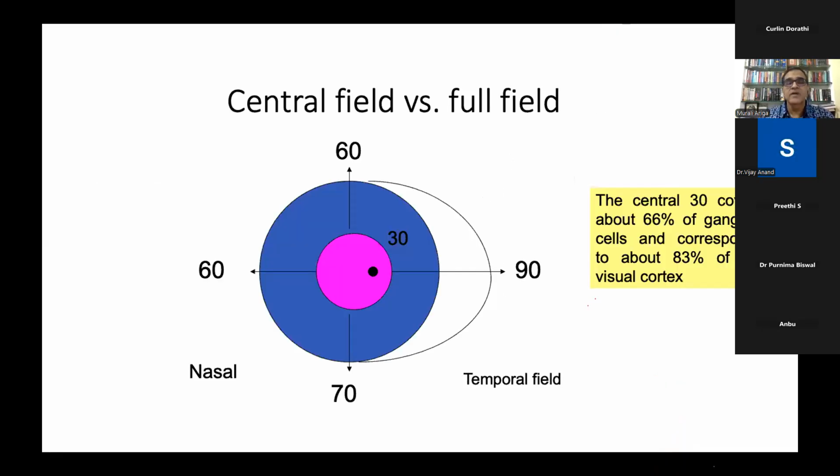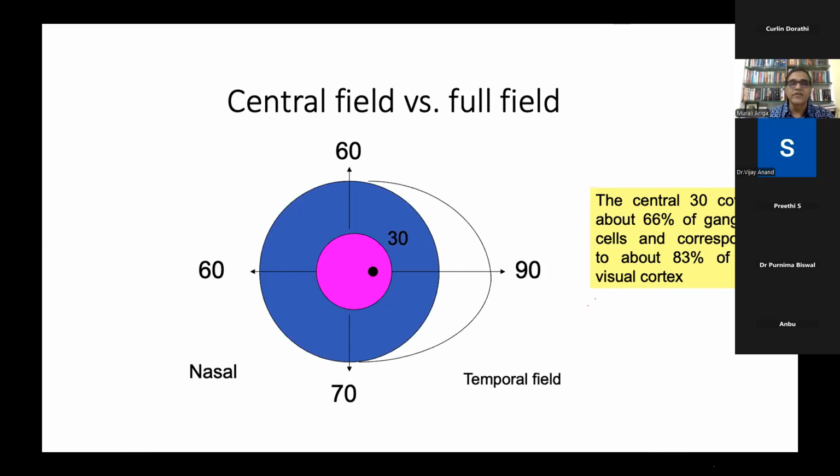Many students ask us why we don't test the entire extent of the visual field. Why are we testing only the central 30 degrees? Why only the central 24 degrees of the visual field? The central 30 degrees of the visual field actually covers about 66% of the retinal ganglion cells and corresponds to about 83% of the visual cortex. So even for neuro-ophthalmology, a 30-2 is more than sufficient.